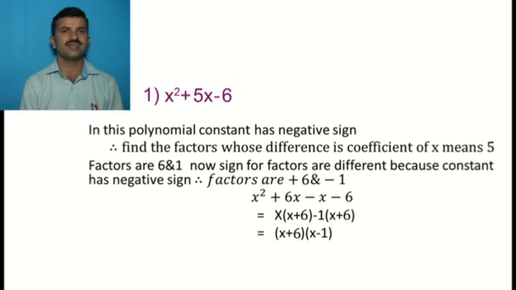That means constant has a negative sign. That means one factor has a positive sign, another one has a negative sign. Here the middle term has a positive sign.